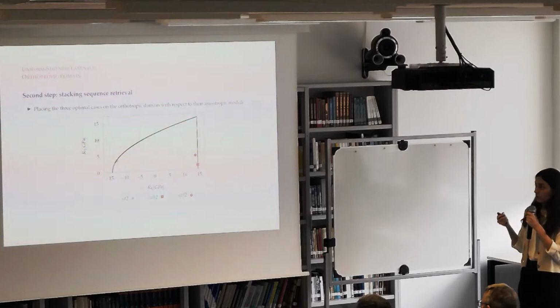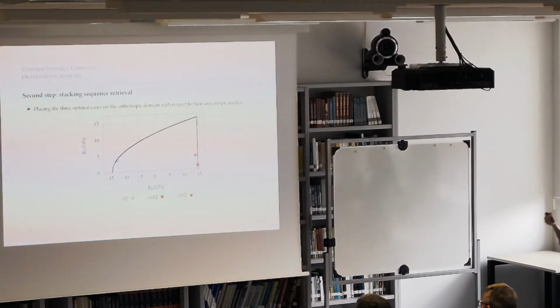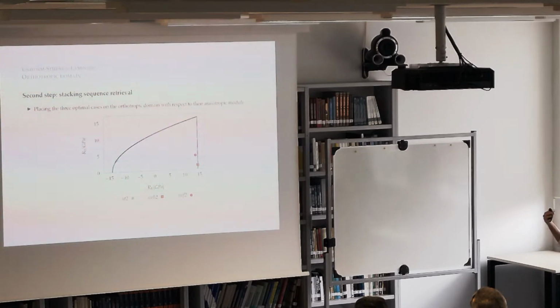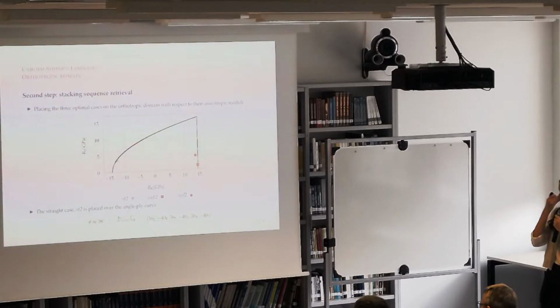So as I said, for the multi-scale approach using the polar parameters, I have 2 steps. One step is optimizing the polar parameters, and the second step is retrieving the stacking sequence that corresponds to these optimal polar parameters. So for my 3 cases, we have my 3 optimal polar parameters, but then I have to find the corresponding stacking sequence.